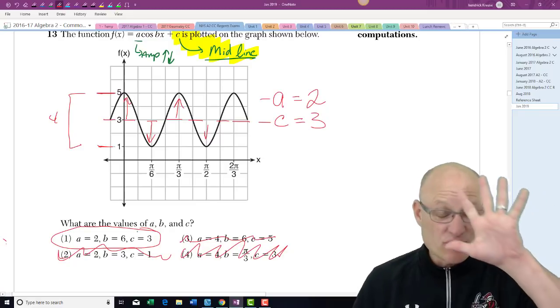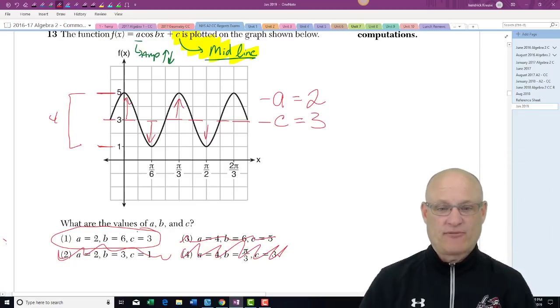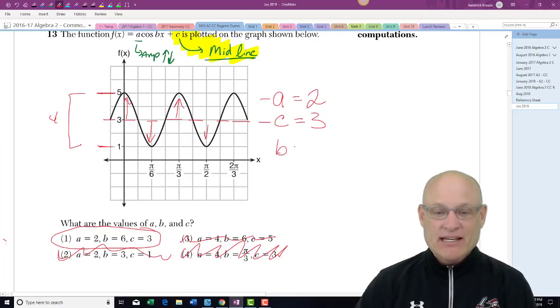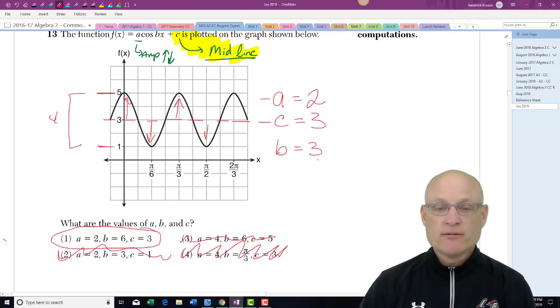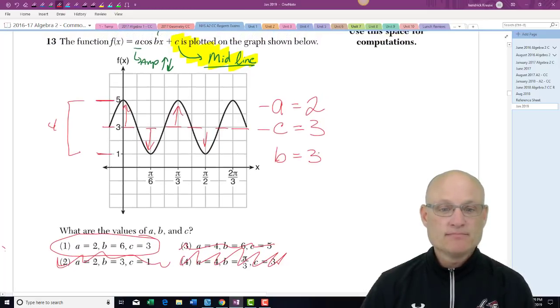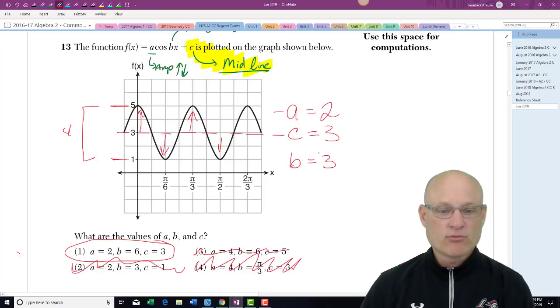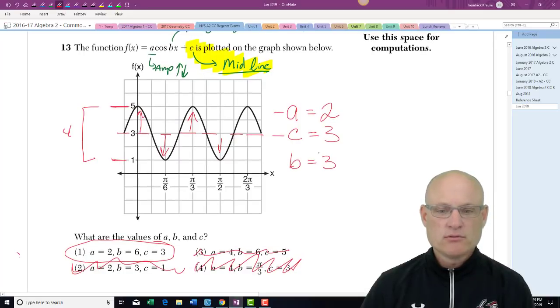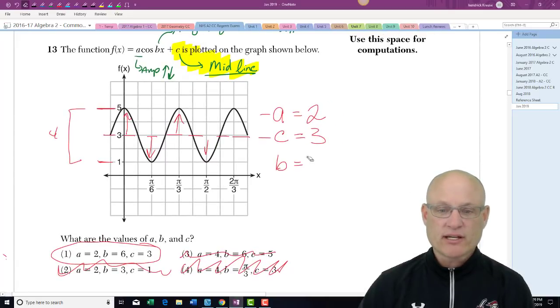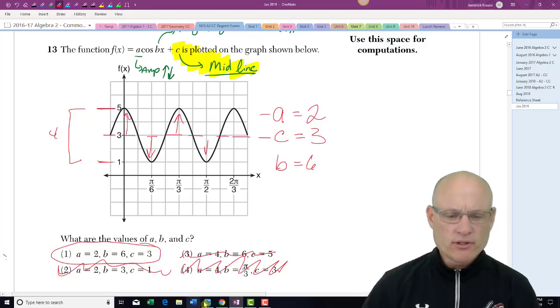By the way, I'm going to show you some freaking crazy cool stuff, how to do this problem. So it looks like B is equal to 3, the number of full curves in 2 pi. Wow, that's really weird. No, it says B is 6. 2 pi over 3. That's freaking weird.